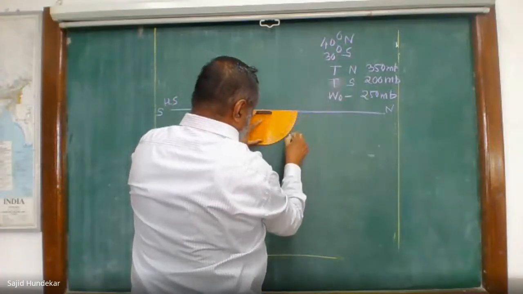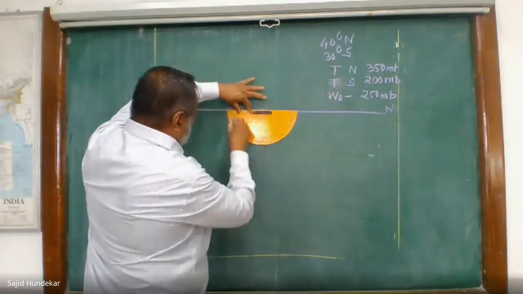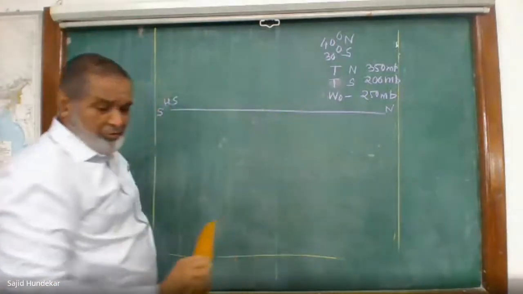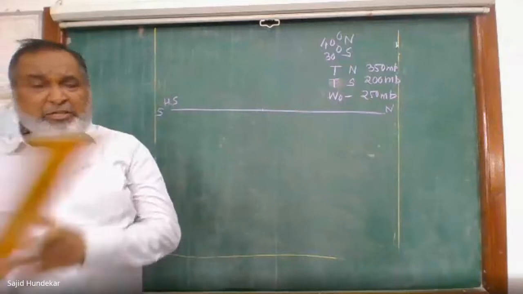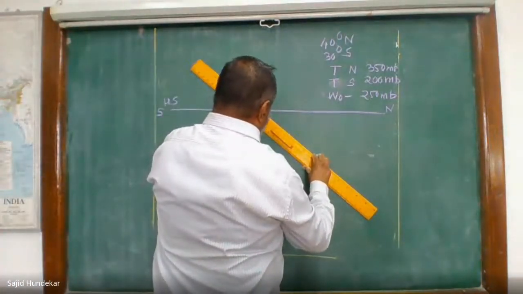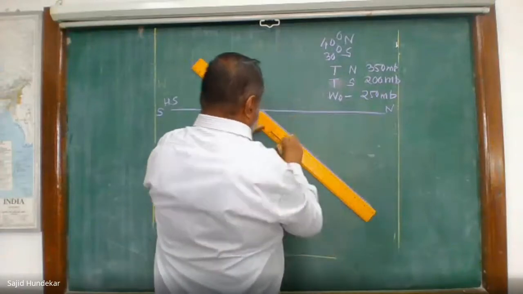10, 20, 30, 40. So this is the 40 degree towards north and 30 degree towards south. 10, 20 and this is the 30. So you have drawn the 2 points. Now join these 2 points to the center point from where you have taken the angle. This is the one.